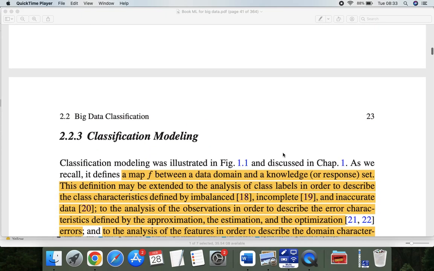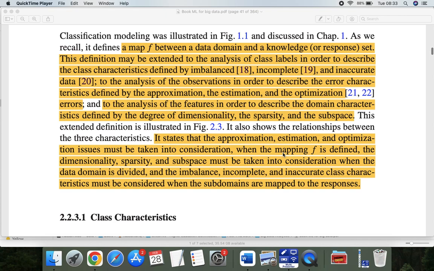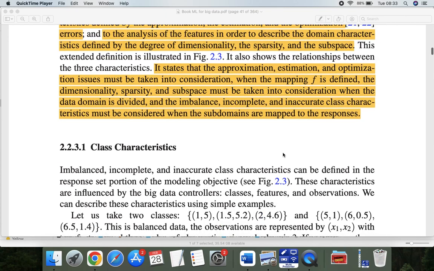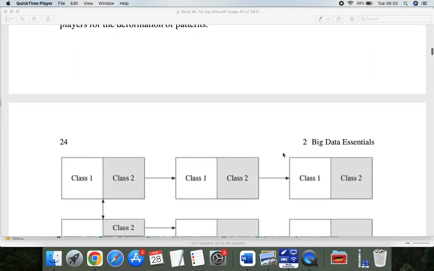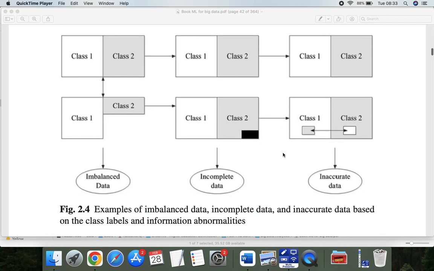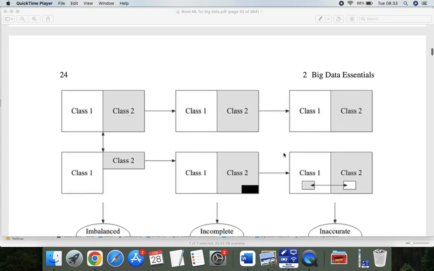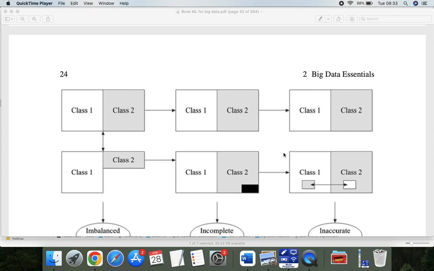So, when we look at the classification model first, this is a very good example of how class characteristics look like. Suppose you have two classes in your data. The ideal scenario is that each of those classes must have an equal number of observations. But in reality, most of the time it is not the case.